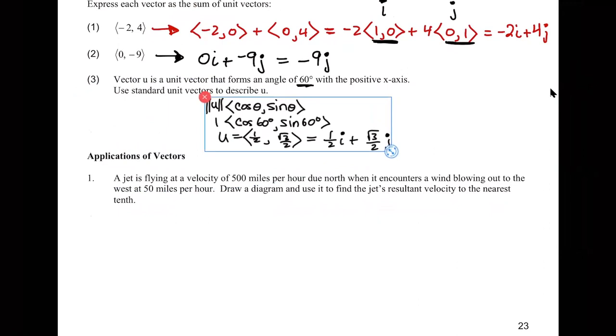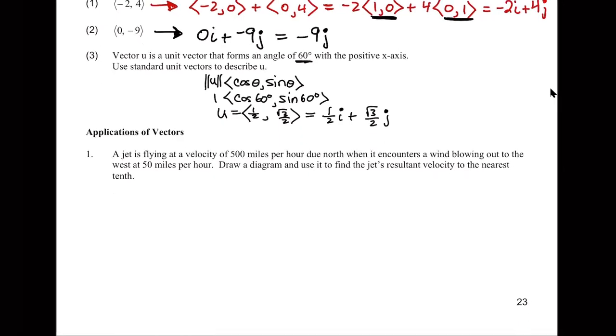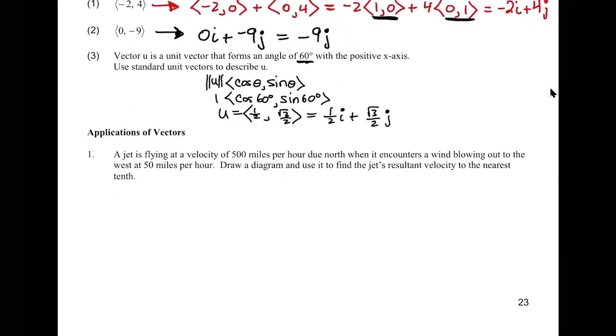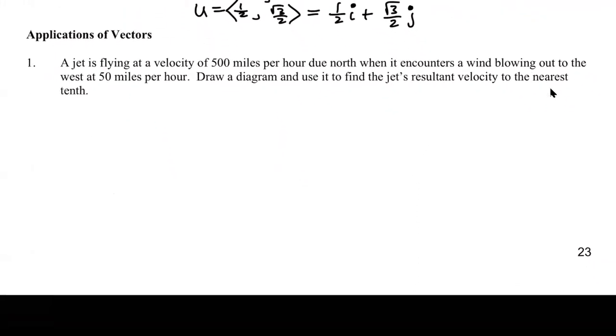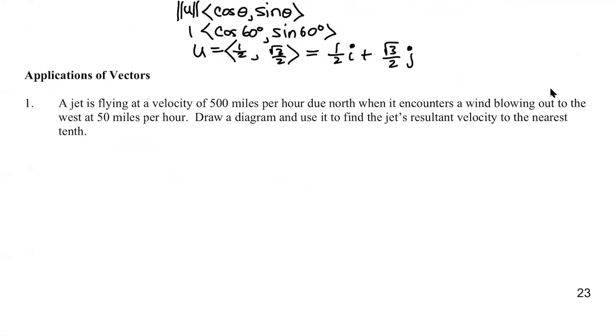But what we're going to do now is apply this in a physics context. So start off with a simple example. A jet's flying at a velocity of 500 miles per hour due north when it encounters a wind blowing out to the west at 50 miles per hour. Draw a diagram and use it to find the jet's resultant velocity to the nearest tenth. Right, so key here is draw a diagram, so let's start with that. Always a good idea anyway, regardless of whether they tell you to do it.